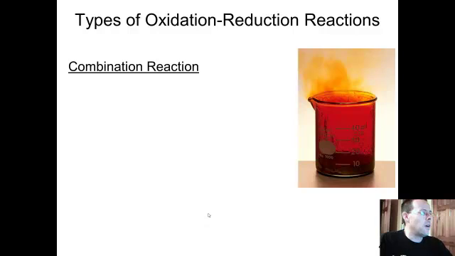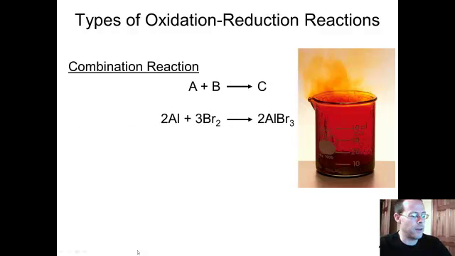Right, so some types of oxidation-reduction reactions. Our first one is combination reactions. They always have this form, A plus B yields C. So we have typically two elements combined to form a compound. It could be that we have an element and a compound combined to form just a bigger compound. But here's an example. Aluminum plus bromine yields aluminum bromide.